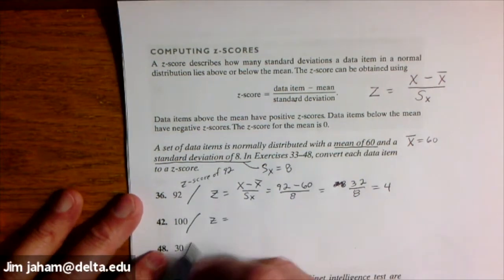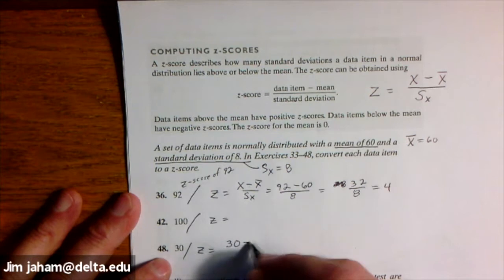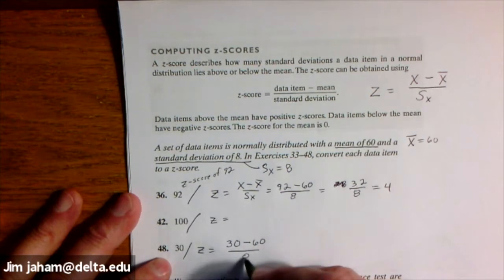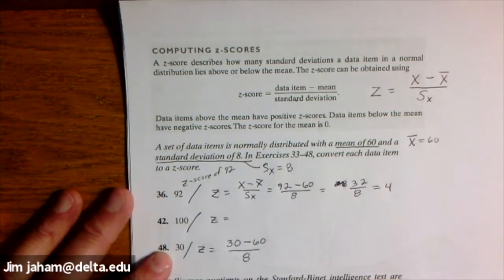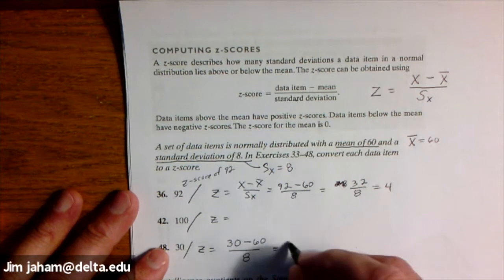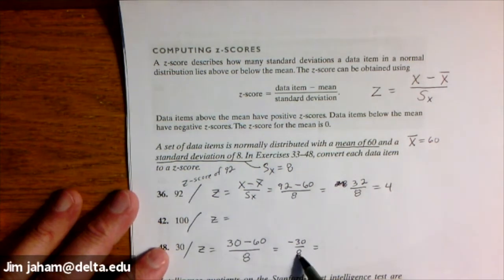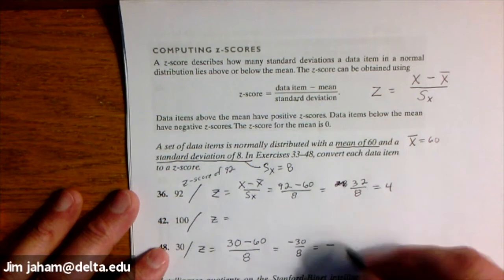Well, maybe I'll do 30. Z equals 30 minus 60 divided by 8. So data value minus the mean over the standard deviation. Sometimes your z-scores will get into negative territory. So when you divide that, you're going to get a negative, and then 3.75.